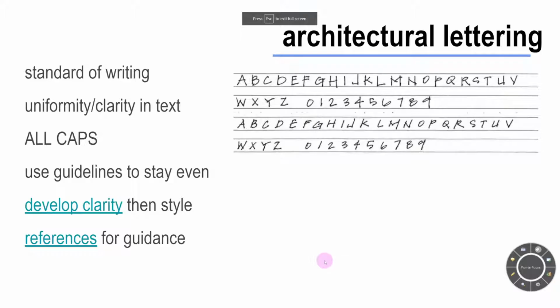Okay. Second to last thing I'm going to cover today is architectural lettering. And so architectural lettering is how we write things on drawings. On the computer, it's pretty easy because all we do is hit caps lock and then we just pretend we're screaming all the time.